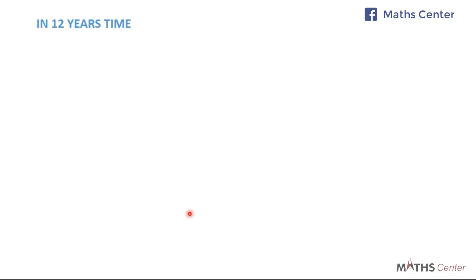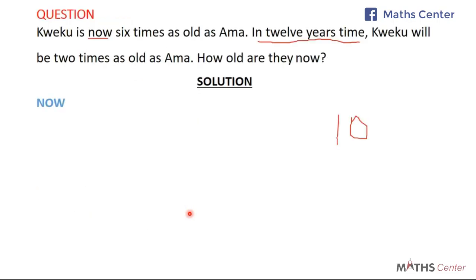So I'm going to go through the whole process once again so that you get it. Kweku is now 6 times as old as Ama. In 12 years' time, Kweku will be 2 times as old as Ama. How old are they now? The question is telling us to find the ages of Kweku and Ama.